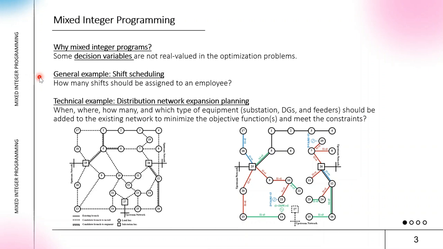As we can see, the left diagram on the screen represents the baseline distribution network configuration, and the right diagram illustrates the final network topology at the end of the planning horizon. As we can see, there is a different configuration at the end of the planning horizon in comparison to the initial configuration of the distribution network.